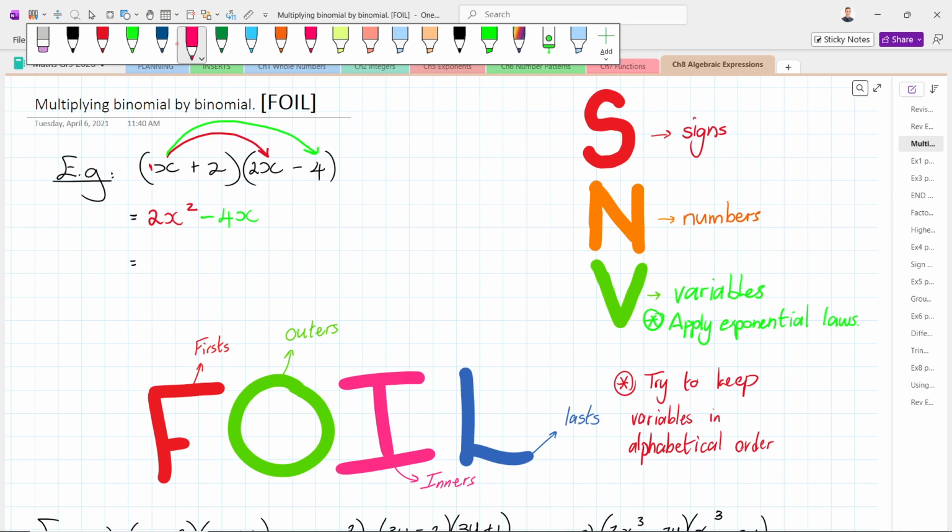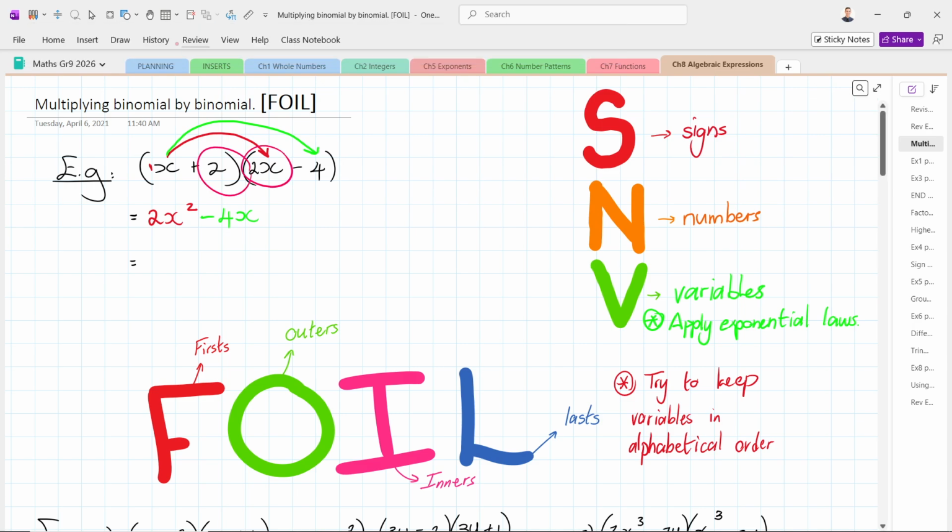Then we do the inners, the ones that are almost touching, they are on the insides. So these two are being multiplied. Same thing, signs, numbers, variables. Positive times a positive gives me a positive. 2 times 2 gives me 4. And x times no x gives me, well, x.